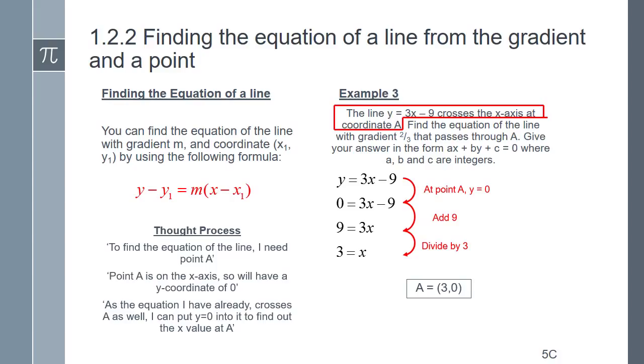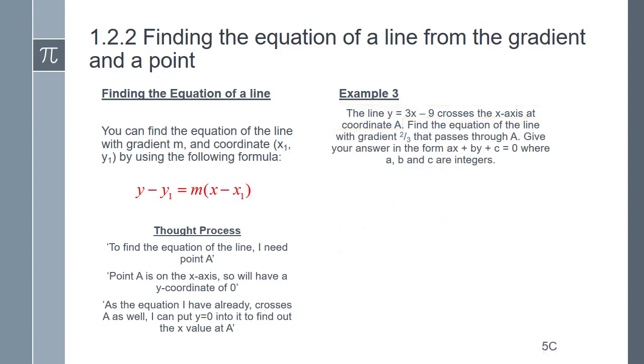We have to go through sometimes in A-level maths a thought process. Don't rush into questions. Stop and think what's going to be the best way to approach them. So once we know that A is at the point (3, 0), then we can use the formulas we've seen before in order to work out the equation of a new line. So A is (3, 0), make a little note of that at the top there.